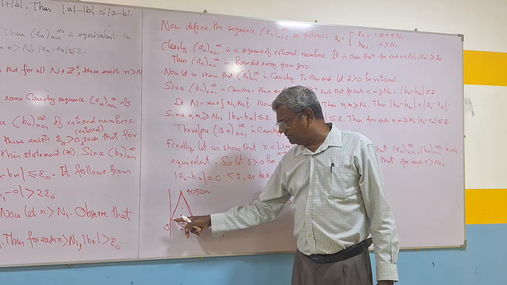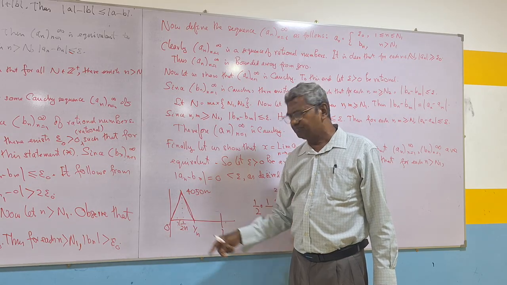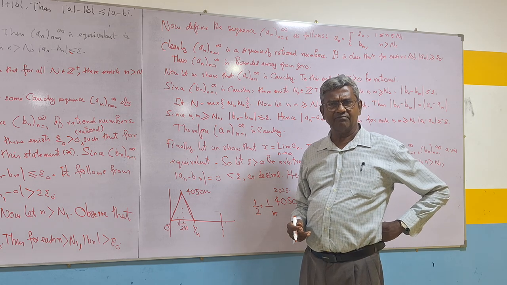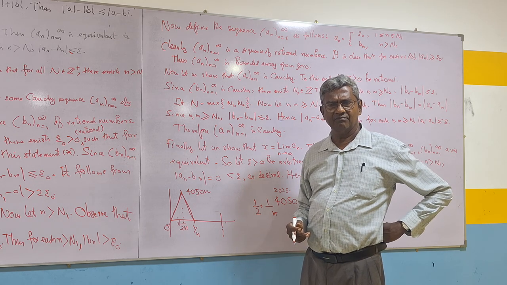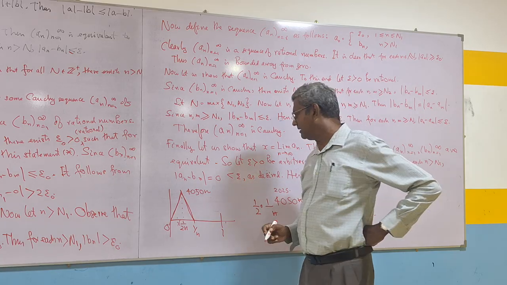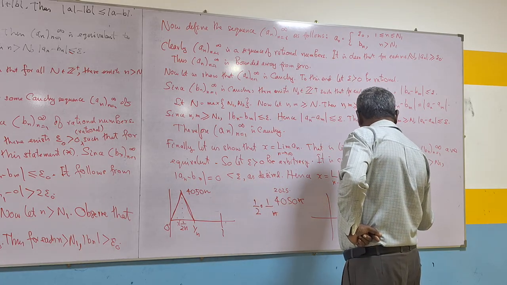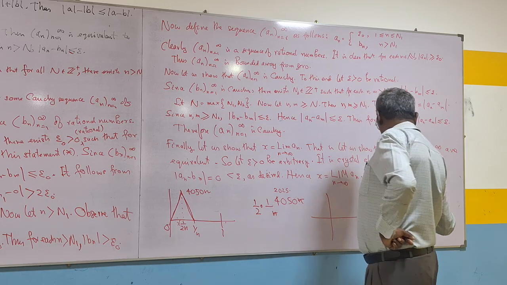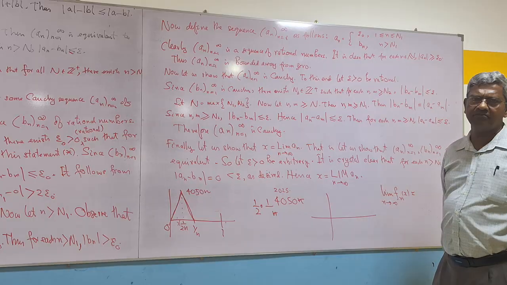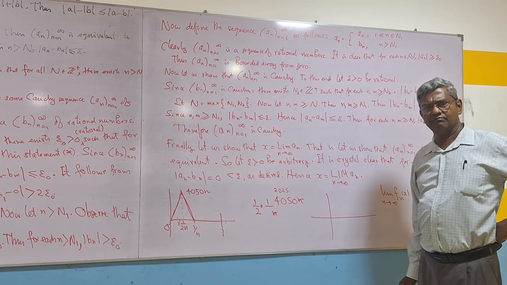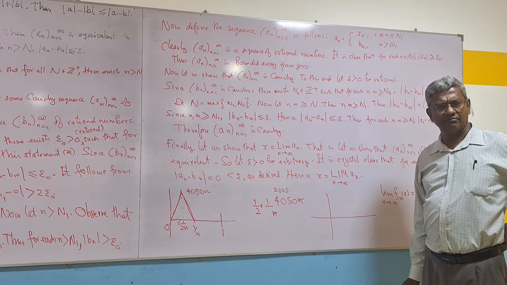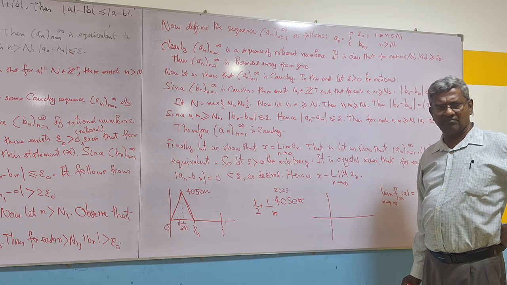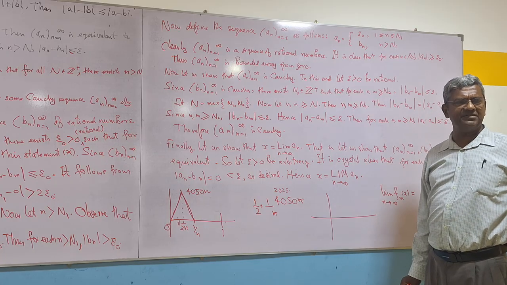So if you take an x here, what will be the limit of Fn(x) as n tends to infinity? Can you say it is 0? Can you prove it is 0?